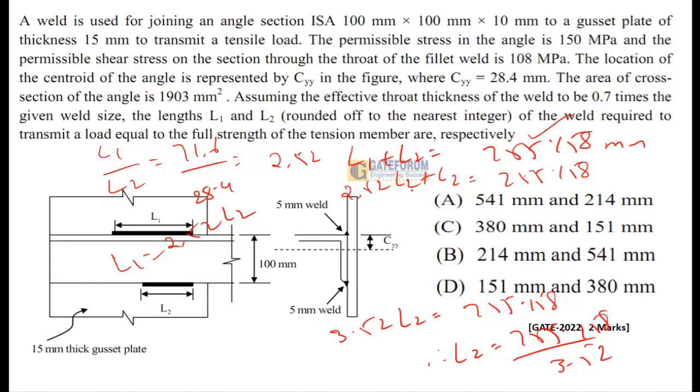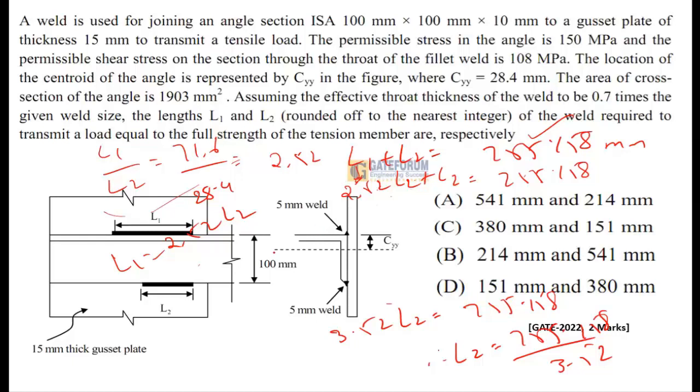I want L2, so now substituting: if you take the ratio, L1 is equal to 2.52 L2 by cross multiplication. In place of L1, substitute 2.52 L2. So 2.52 L2 plus L2 is 3.52 L2, which is equal to 755.158. Therefore L2 is equal to 755.158 by 3.52.